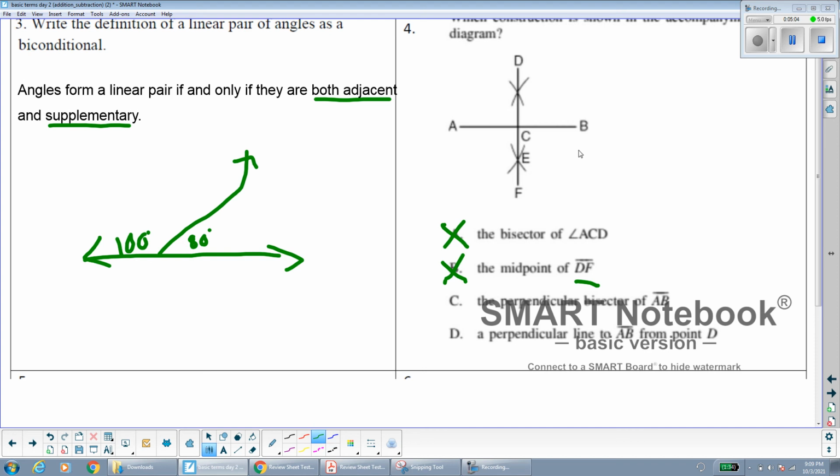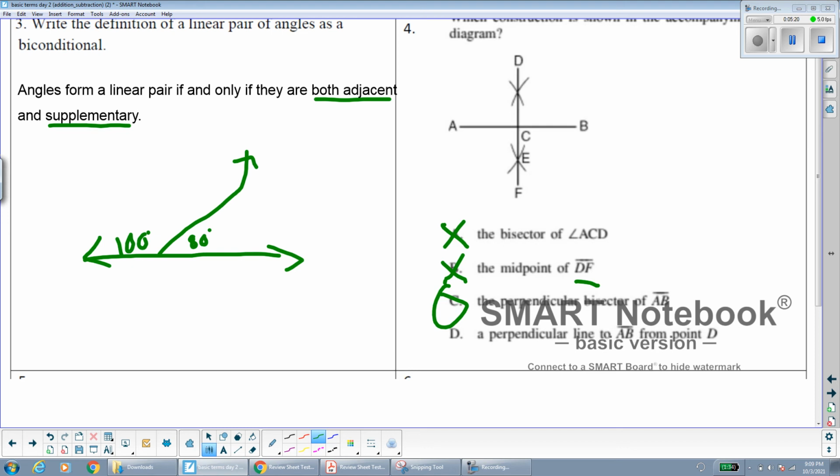C says the perpendicular bisector of AB. That sounds reasonable. And D says a perpendicular line to AB from point D. That sounds reasonable as well. The answer actually is the perpendicular bisector of AB.